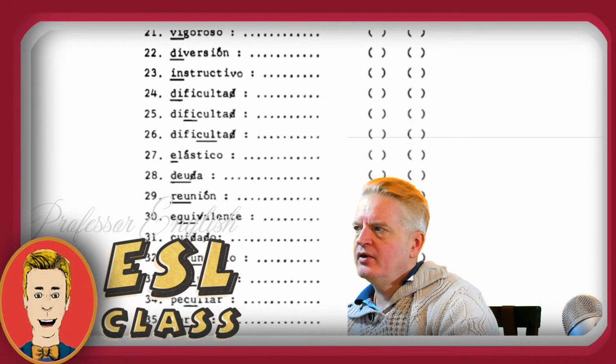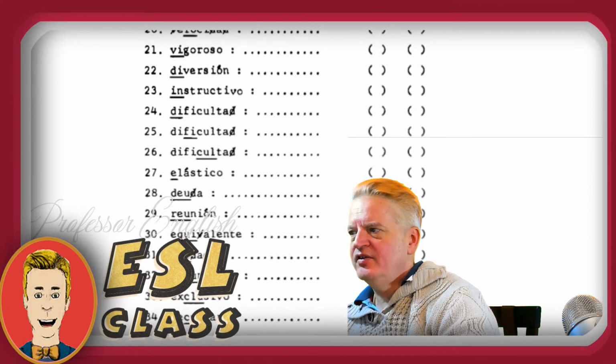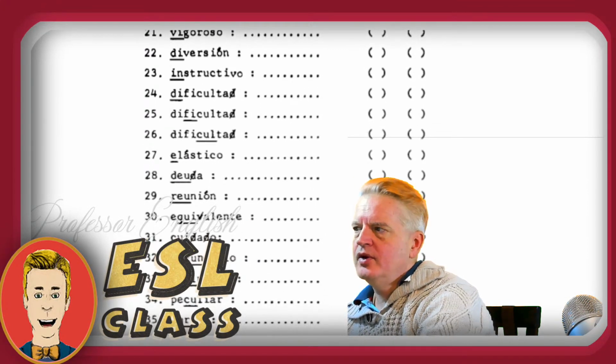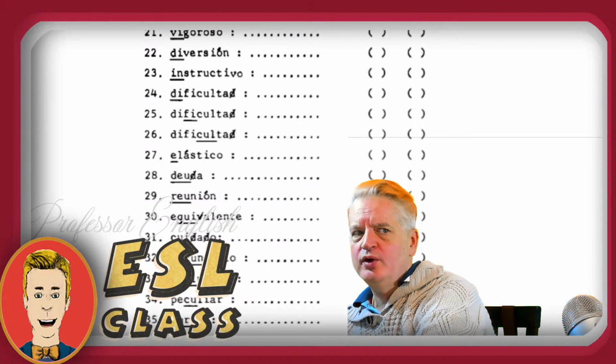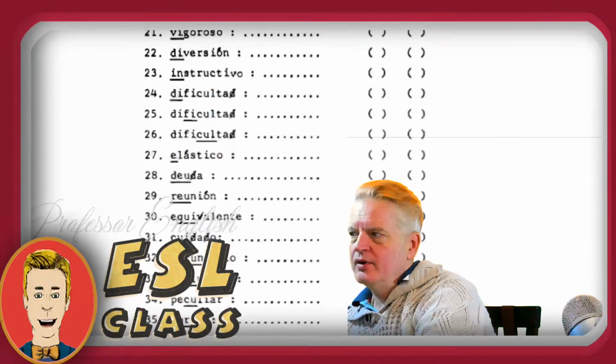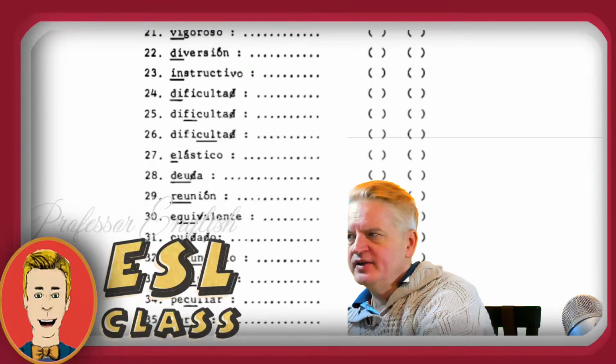Fee, fee. 26. 26, now it's cool, cool. 27. 27 is elástico, and the vowel is e. The syllable they want to focus on is e. E. 28.